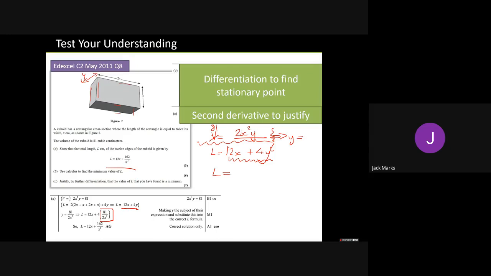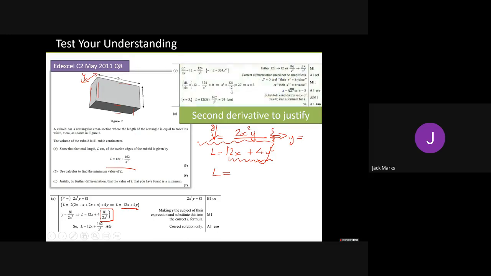Even if you struggle with part A, you should still be doing part B. So use calculus to find the minimum value. We differentiate it, and then we set it equal to 0. So we differentiate it at the top, set it equal to 0, and we get x equals 3. Justify that it is a minimum. The minimum value of L. So the minimum value is when x is 3, and then when you put that in, you get 54.